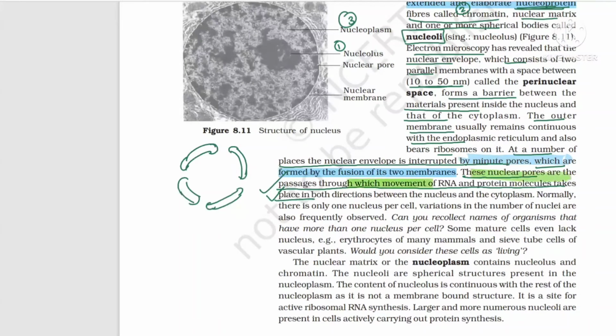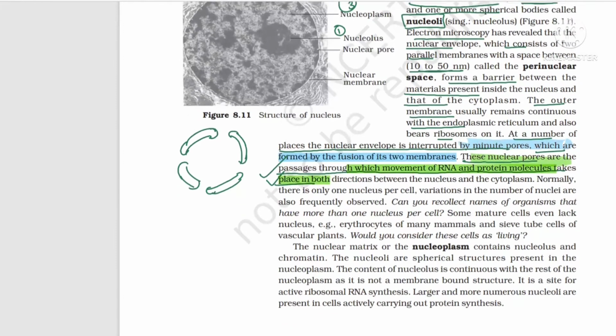Through which movement of RNA and protein molecules takes place. Up till here, clear? Now see, I told you about the nucleolus. The nucleolus is a spherical structure present in the nucleoplasm, because the nuclear matrix is known as nucleoplasm, and the content of the nucleus is continuous. Why? Because it is not surrounded by a membrane, and it is a site for active ribosomal RNA synthesis. And you know, more ribosomes means more protein.